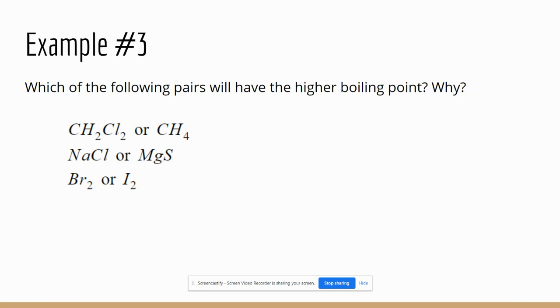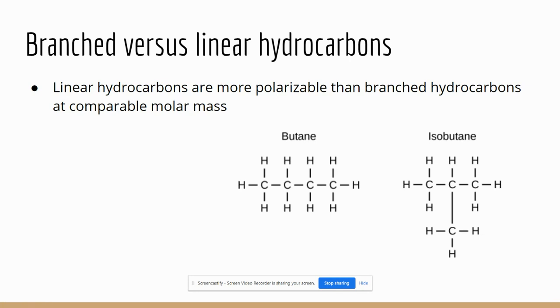The third one, that is I2, there's one explanation for that, and that is that I2 has a higher molar mass or a higher number of electrons than Br2. Therefore, it has a more polarizable electron cloud and has higher London dispersion forces. Pause here.